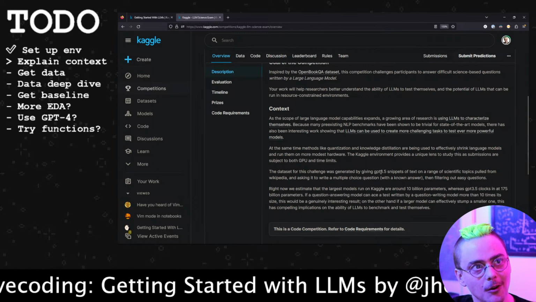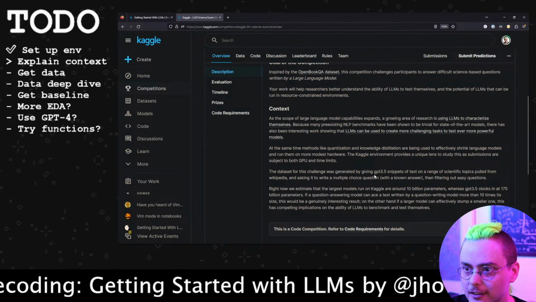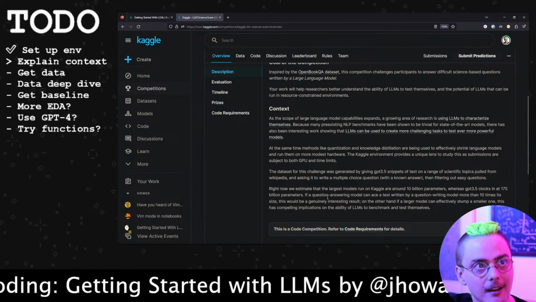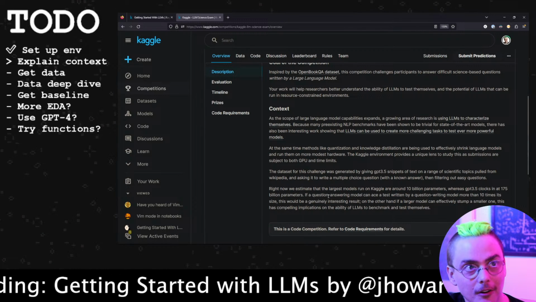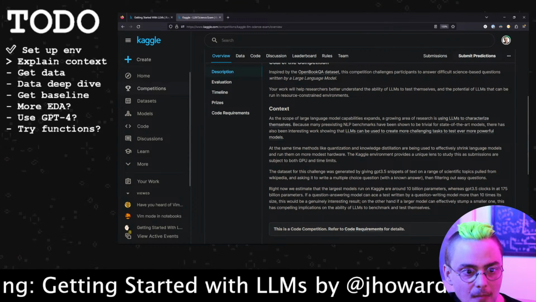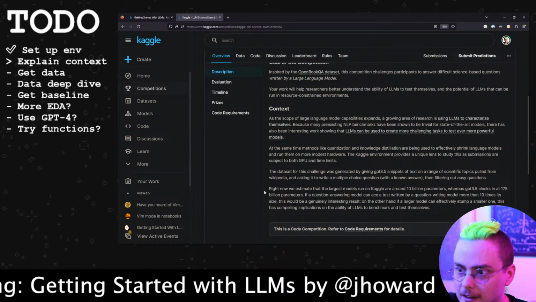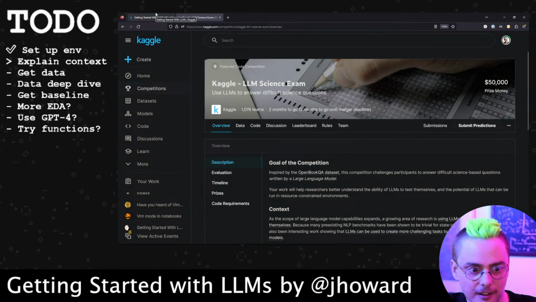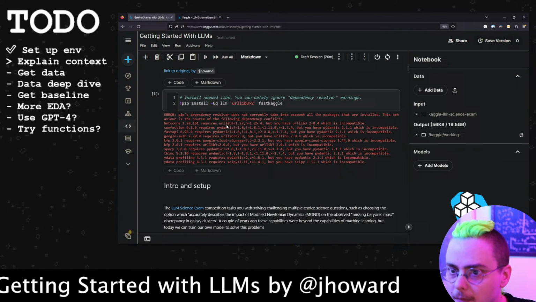So that's one way where these kinds of benchmarks and competitions are maybe a little different from real life, where you would assume that your users care about the smartest possible language model. All right, so that's our overview of this competition. Let's dive in and start playing around with it.